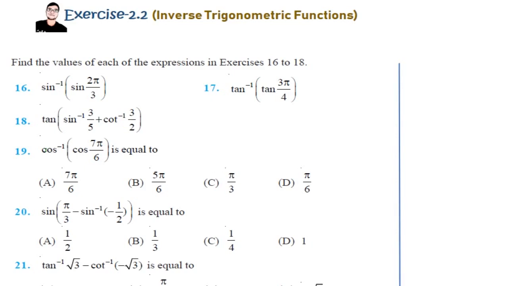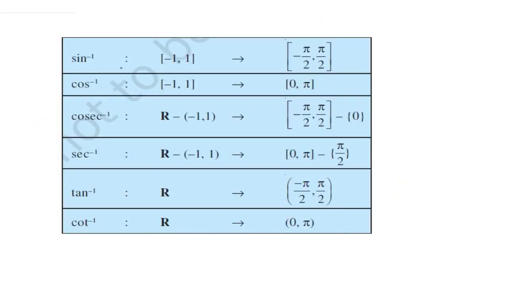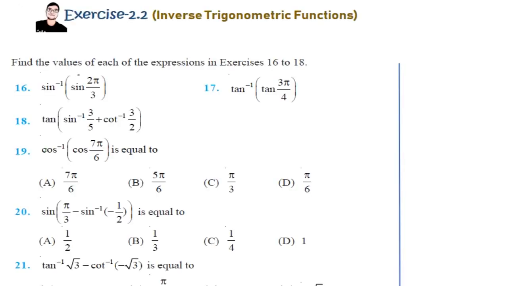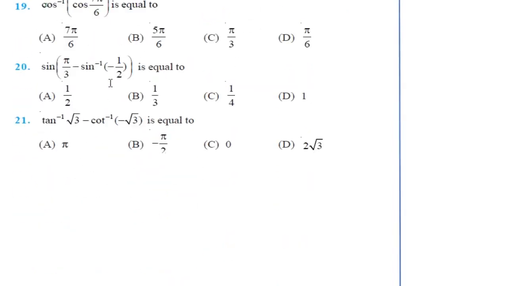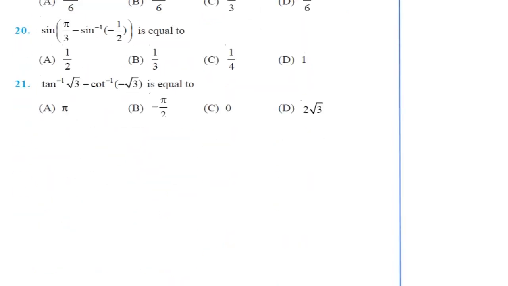Now for this, let me remind you that we need to be very clear with the inverse trigonometric table, where the domains and ranges of each of the trigonometric functions are given. So basically you need to be acquainted with this at first, and we need to remember that all the values of inverse trigonometric functions should lie in the principal range. Now keeping that in mind, let us start from question number 16.